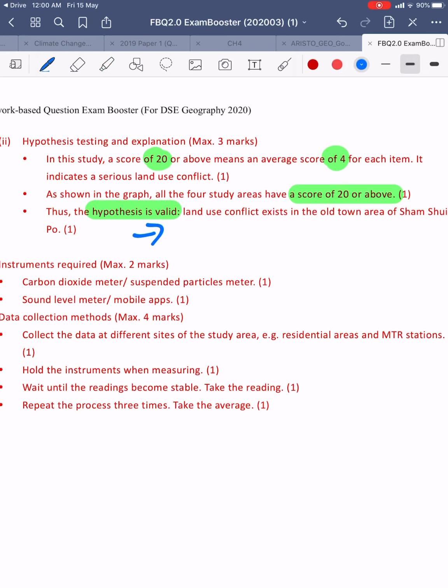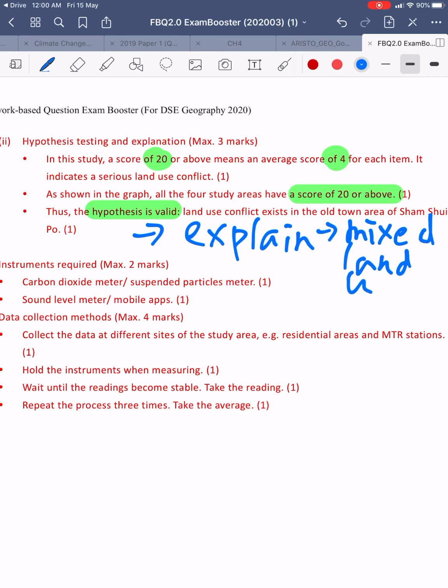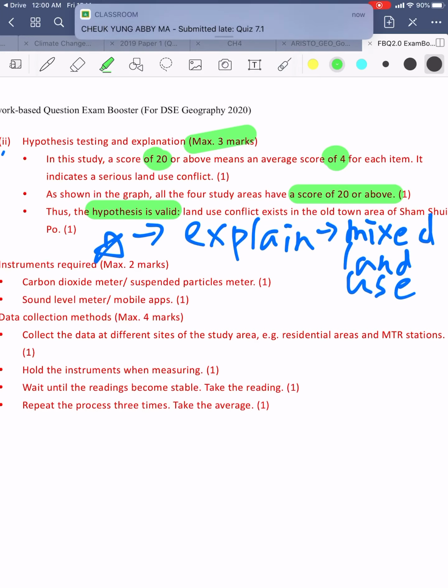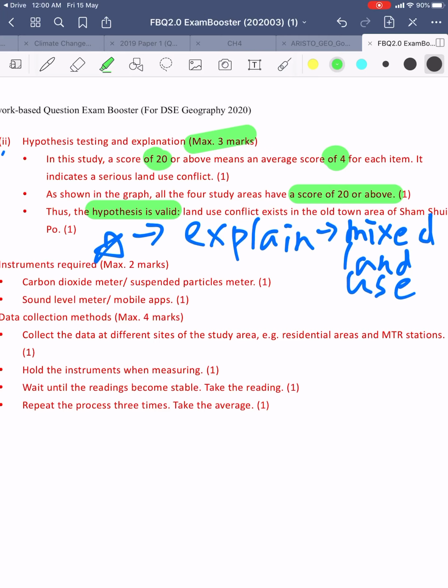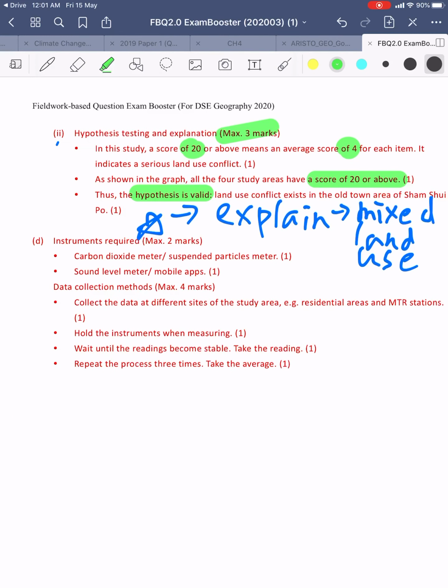But for here, to be frank, it really misses explanation. You have to explain somehow. For example, there is a lot of mixed land use in Sham Shui Po. If it really goes to the DSE question, I don't know why there is no explanation for the hypothesis, but I really suggest you write the explanation. I did deduct your marks during the mock exam if you didn't have the explanation, just the description. But anyway, this one is 3 marks. Don't try to argue with me, oh, 3 marks, we don't need the explanation. You had better play safe. So write a good hypothesis, tell me whether this hypothesis is valid or not, and then give me an explanation. Okay, next one.